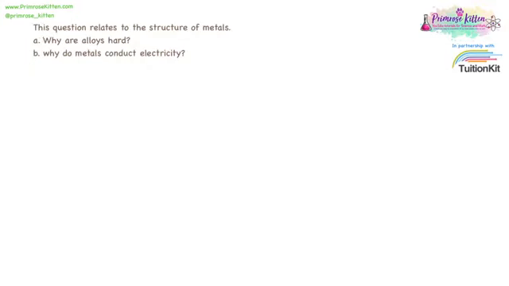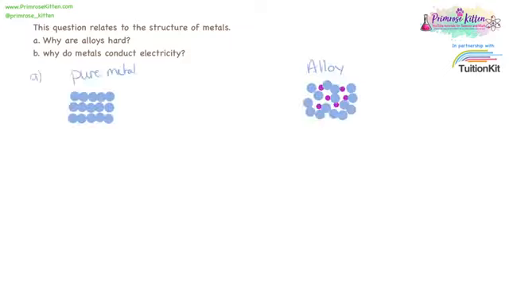The next question is about metals. Why are alloys hard and why do metals conduct electricity? The one about alloys and pure metals is a really, really common question. Pure metals have layers. Layers can slide across each other. If the layers of metal can slide across each other, it means they're going to be soft. Alloys have different things in them. They are not pure, which means there are no layers. If there are no layers, they cannot slide and it is hard.